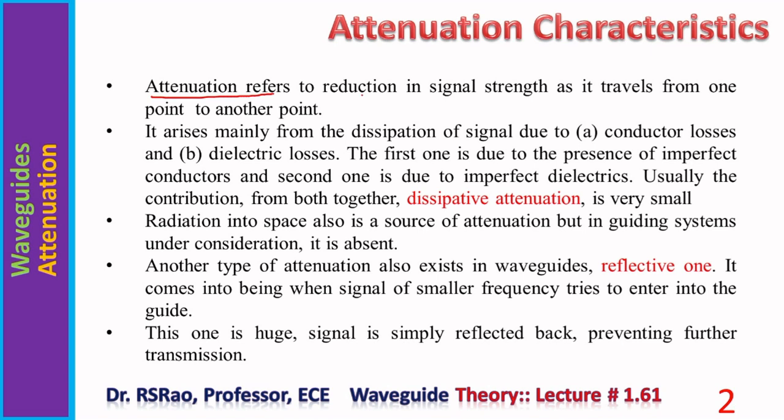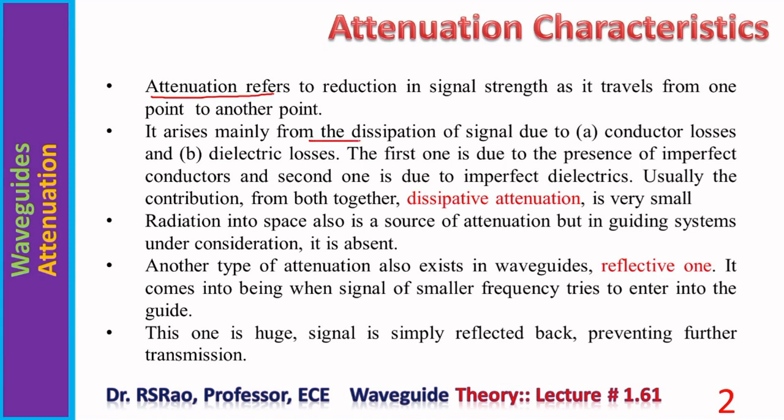Attenuation refers to reduction in signal strength as it travels from one point to another point. The term attenuation is related to gain. Gain refers to output by input, whereas attenuation refers to input to output ratio. Basically, it measures reduction, fall in signal strength as it travels from one point to another point in the medium.